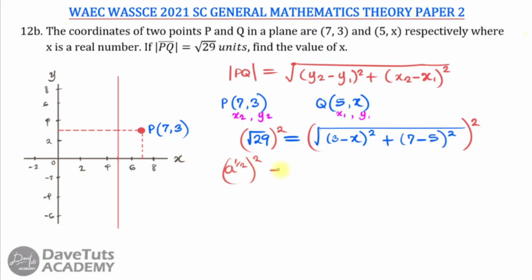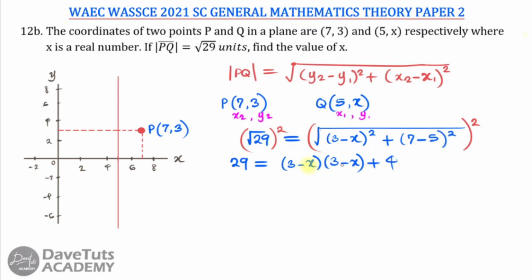Then if I square it, I will just have a raised to power half multiplied by 2, and these two can cut each other. So this is just a raised to power 1, and that is it. So inherently, if I'm squaring both sides of this equation, that means I'm taking care of the square root, such that on the left hand side I will have 29 is equal to, on the right hand side, 3 minus x raised to power 2, which will be 3 minus x multiplied by 3 minus x, okay? Then plus 7 minus 5 is 2, 2 raised to power 2, that is 4.